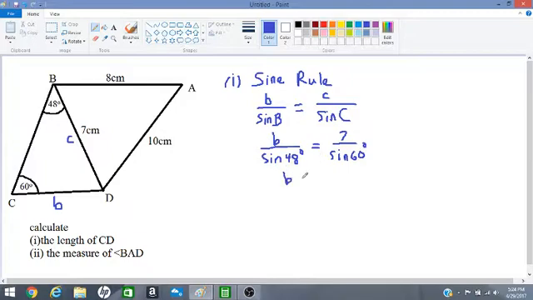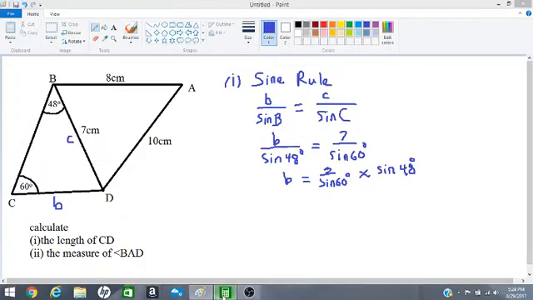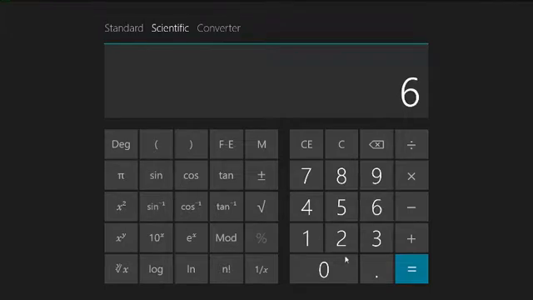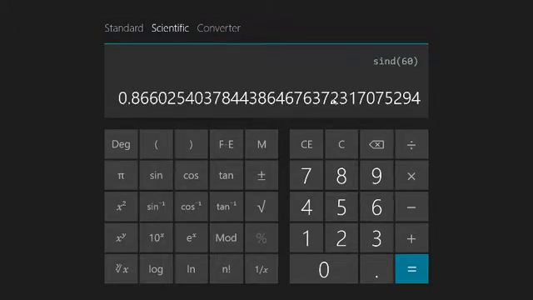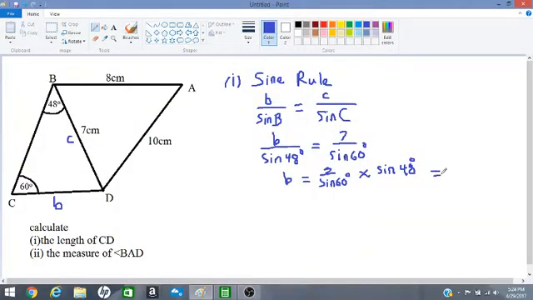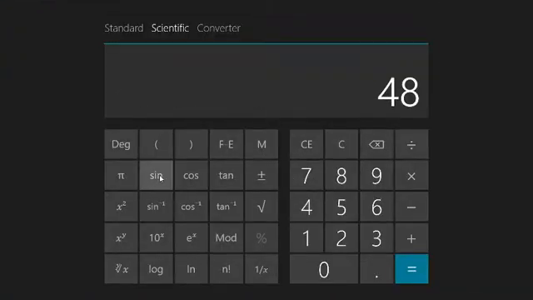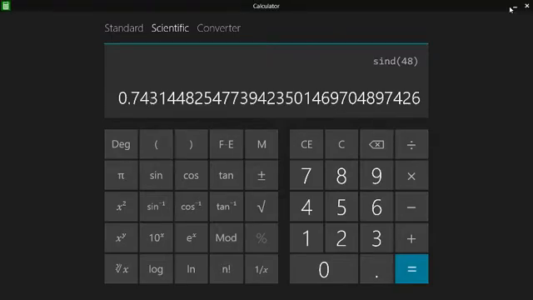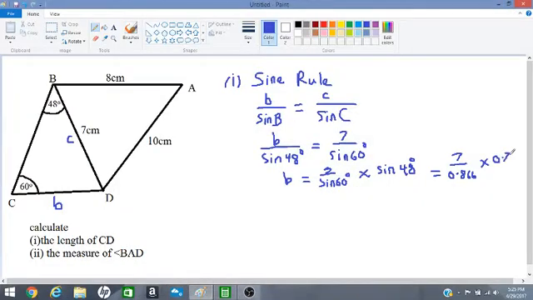Okay, so b will be equal to 7 over sine 60 multiplied by sine of 48 degrees. Okay, so we go into our calculator now. Sine 60 is 0.866 to 3 decimal places, so we have 7 over 0.866 multiplied by sine 48. Using our scientific calculator, sine 48 is 0.743 to 3 decimal places. Try to use 3 decimal places when finding trigonometric ratios.